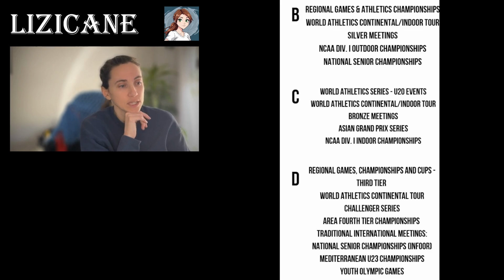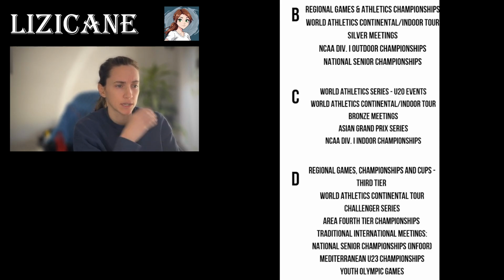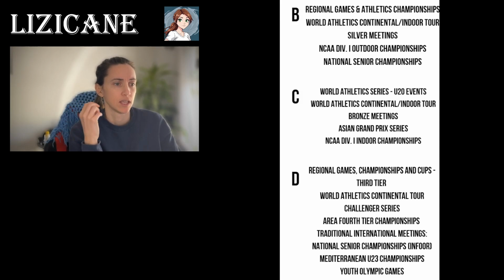All right, so for D, we've got regional games, championships, and cups, third tier. We've got World Athletics Continental Tour Challenger Series, area fourth tier championships, traditional international meets, national senior championships for indoor, Mediterranean under 23 championships, and youth Olympic games. So I'd like to point out that even D-level meets are hard to get into. This is quite the list here.